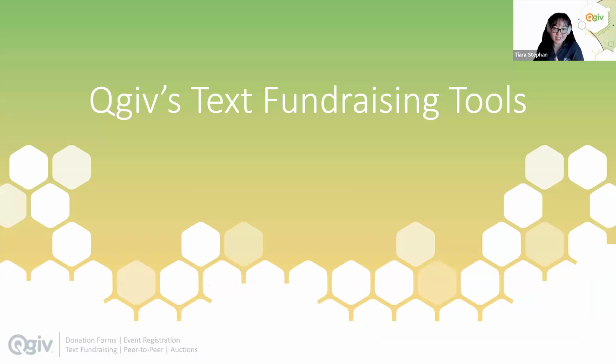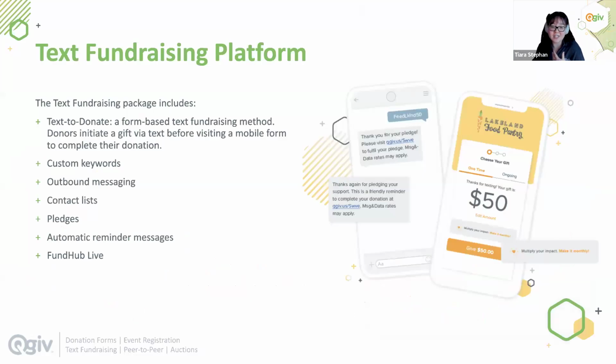So let's talk a little bit about QGive's text fundraising tools. Our text fundraising package includes text to donate, which is a form-based text fundraising method. So donors will initiate their gift via text before visiting a mobile form to complete their donation. This means you can use custom keywords, so you can personalize your keyword to go with your organization's mission or your identity. And you can also use a new custom keyword for every single campaign or event.